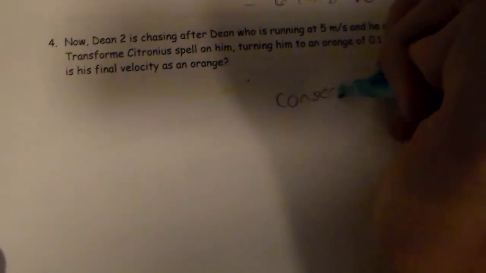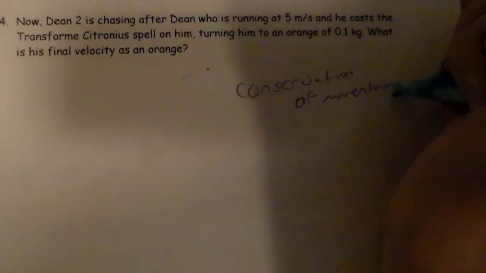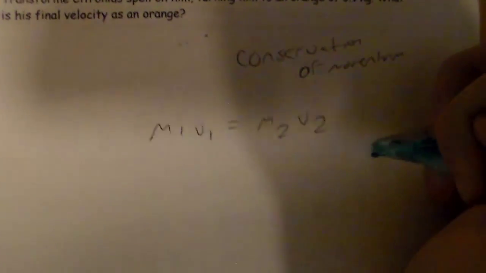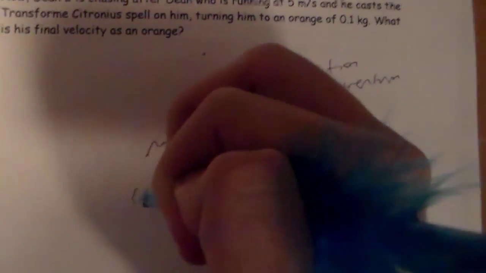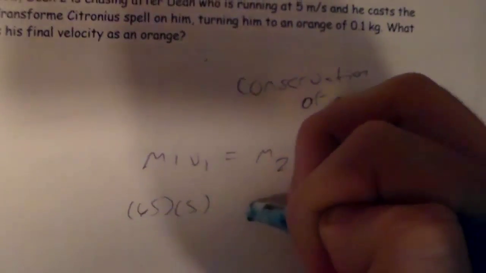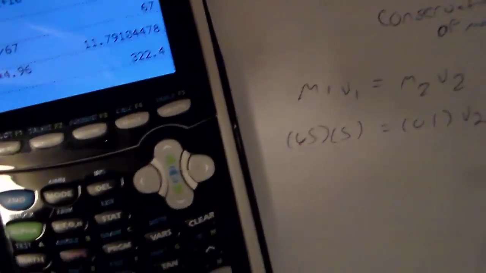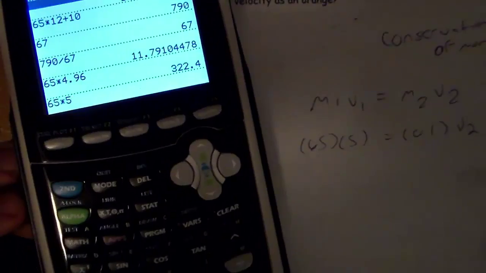Problem 4 shows the conservation of momentum. In doing this, we set the mass of the first object times the velocity of the first object equal to the mass of the second object times its velocity. The first mass is Dean's mass, 65 kilograms, times his velocity, which is 5 meters per second. The second mass is the mass of the orange, or 0.1 kilograms, times its velocity, which we are trying to find.